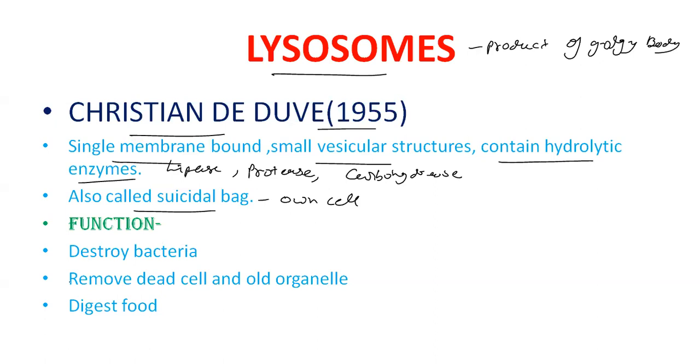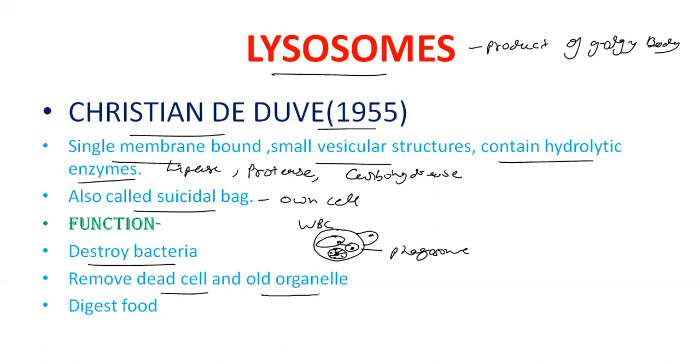So, the function of lysosome: first, it destroys bacteria, like in macrophage WBC. Here is a bacteria. This WBC engulfs this bacteria and forms a phagosome. Here is the lysosome which engulfs it, and then destroys these bacteria.